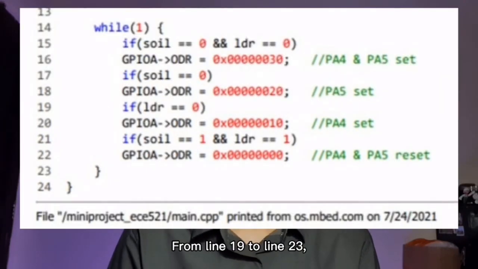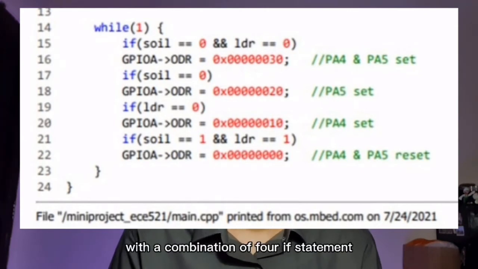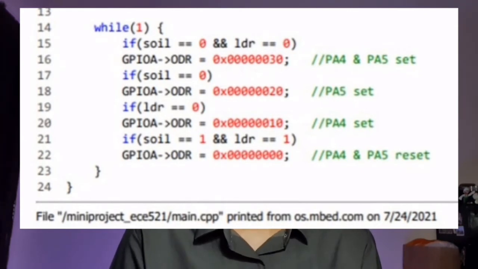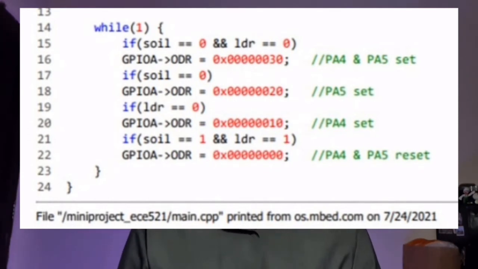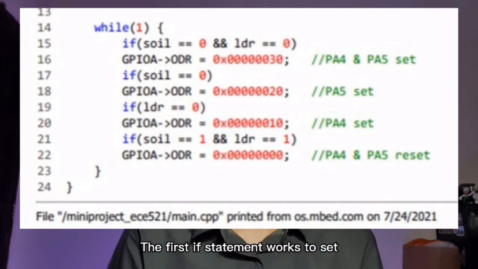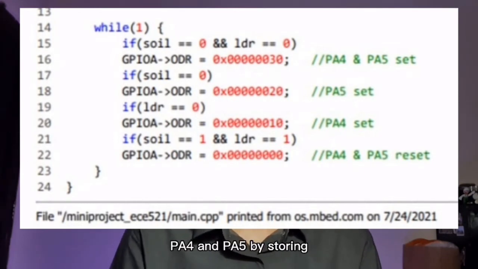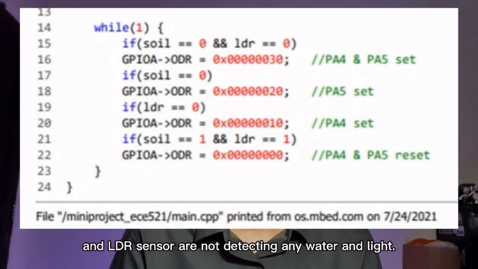From line 14 to line 23, it can be seen from the program code that the system is using a while loop with a combination of 4 if statements as the body of the loop, which will be executed. The first if statement works to set PA4 and PA5 by storing 30 hex into GPIOA ODR if the soil moisture sensor and LDR sensor are not detecting any water and light.